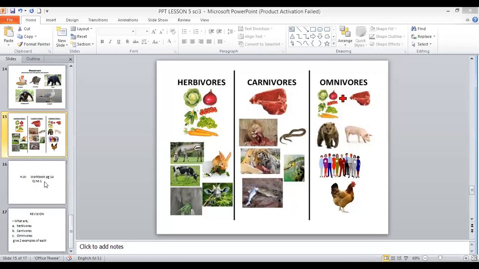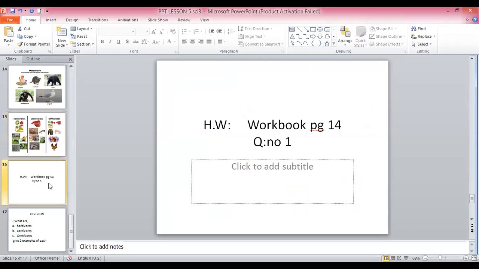Now, for your homework, you have to do question number 1 that is there on your workbook page number 14, right? You are simply going to do just question number 1 on your workbooks. It's such an easy and simple question. Different names of animals are written. You need to identify which animal is a carnivore, which one is a herbivore, and which one is an omnivore.